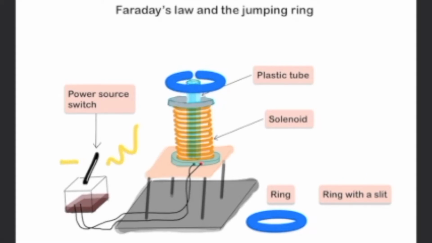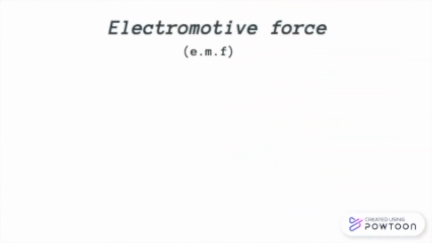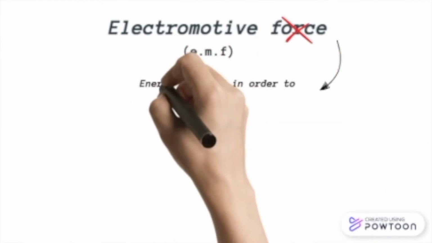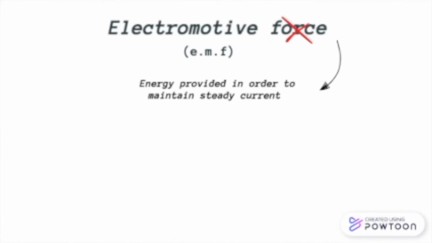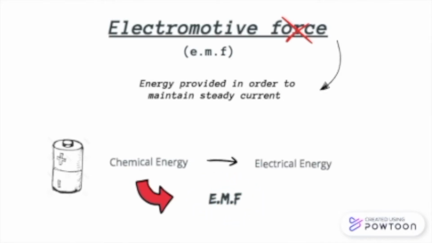To understand this phenomenon, it is first essential to discuss the notion of electromotive force, more commonly referred to as EMF. Despite its name, the electromotive force is not actually a force, but is the energy provided by a device to maintain a steady current in a coil. A good example of an EMF source which you have encountered is a battery. The battery supplies EMF by transforming chemical energy into electric energy. It should be noted, however, that there are numerous sources of EMF other than batteries. For example, due to the phenomenon known as electromagnetic induction, which will be our main focus in this video.